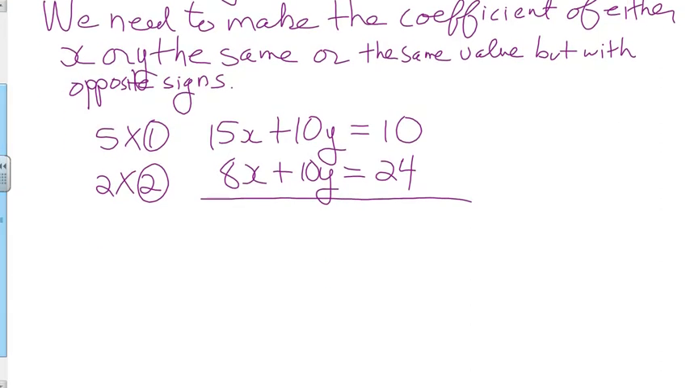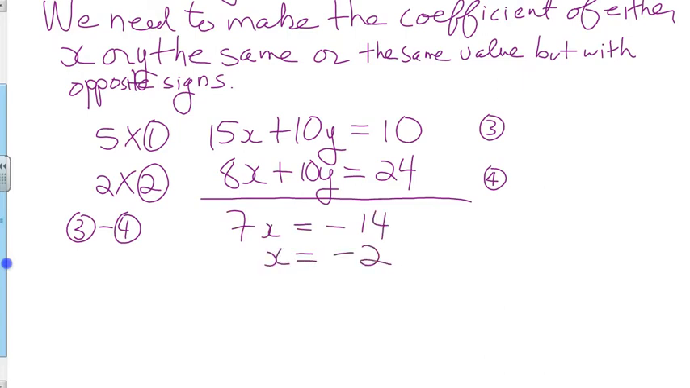Okay, so what do we get? Now, if you want, we could call this 3, this 4, and then over here we're going to say 3 minus 4. I don't know if you need to do that or not. It's nice to do the 5 times 1, 2 times 2, right? Because you're showing what you're doing. Like I'm multiplying this by 5, I'm getting my y's the same. All right, so we get 7x equals, and x equals -2.